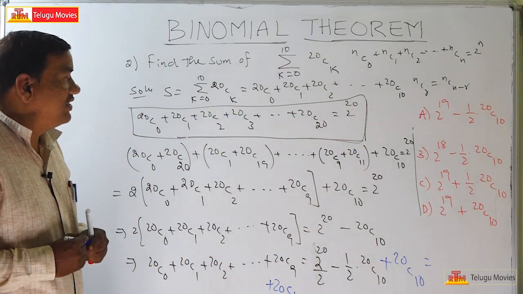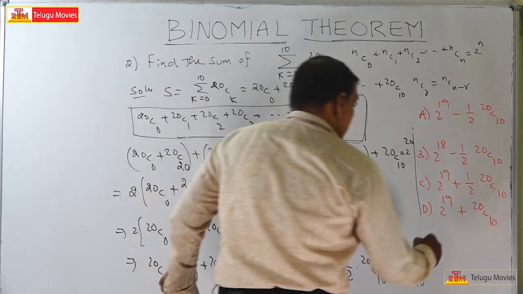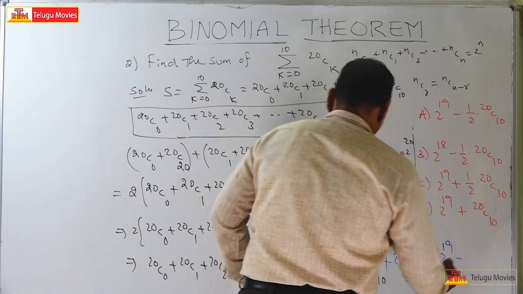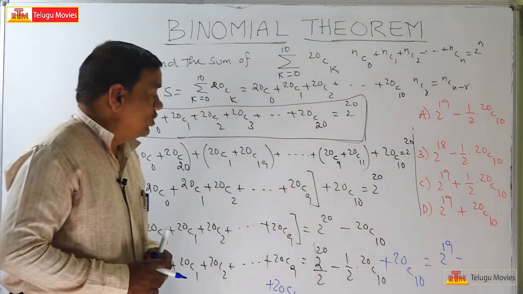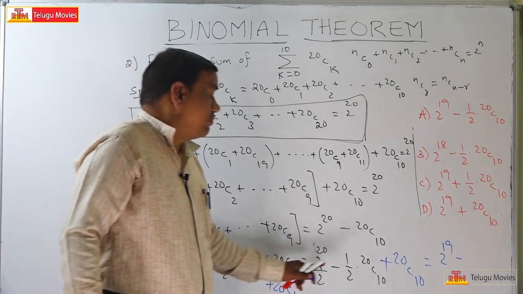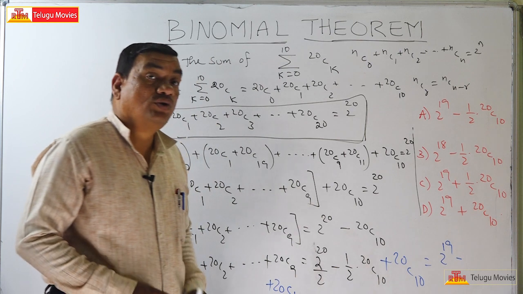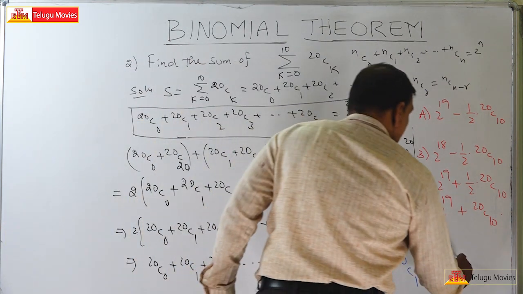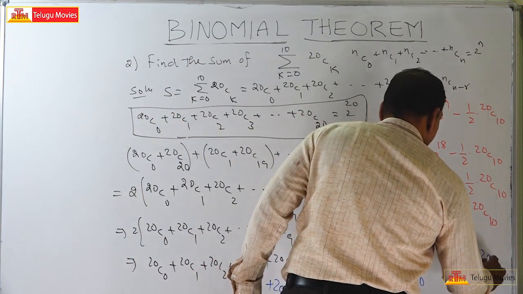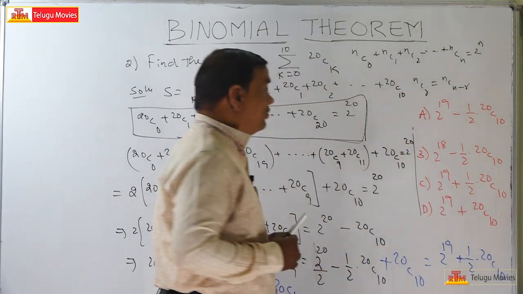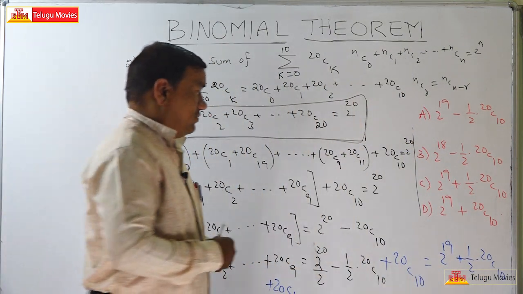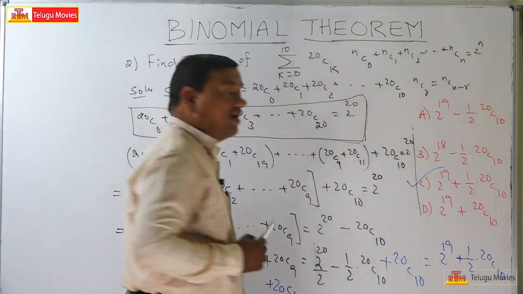So this is given by 2 to the power of 19. So 2 to the power of 20 by 2 is 2 to the power of 19. So minus 1 by 2 20C10 plus 20C10 is equal to plus 1 by 2 20C10. Therefore, option C will be the correct answer.